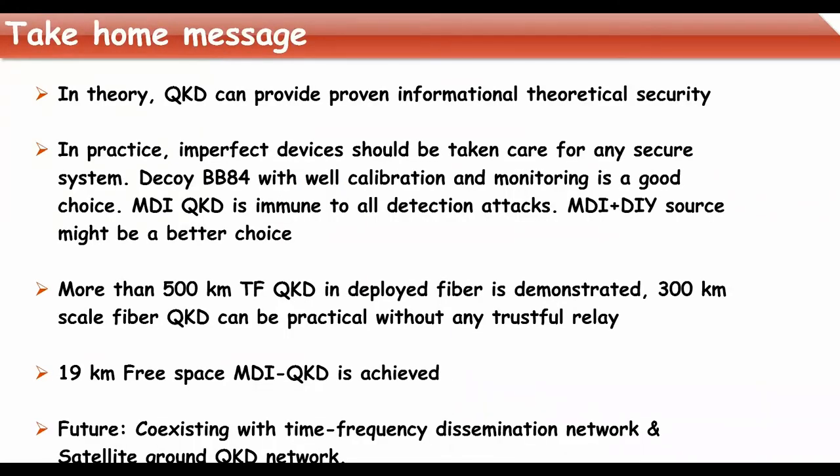So here I would like to give a conclusion of this talk. In theory, QKD can provide information theoretical security, but in practice, imperfect devices should be taken care of for any secure system. MDI-QKD together with decoy BB84 and the DIY source might be a better, or optimal, choice. More than 500 kilometer fiber TF-QKD in deployed fiber is demonstrated, and at 300 kilometers it can be practical. So in that sense, in a 300 kilometer diameter area, it can be practical.